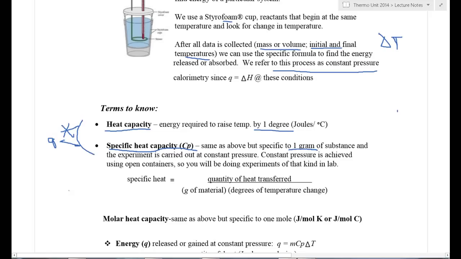Sometimes you will see heat capacities listed as molar heat capacities. So you always have to look, because it won't necessarily tell you this is molar heat capacity or specific heat capacity. It will give you a heat capacity and either tell you joules per mole K or joules per gram K, and you've got to look at that, because if it's moles, you've got to convert your amount of substance to moles. If it's grams, you've got to convert it to grams.